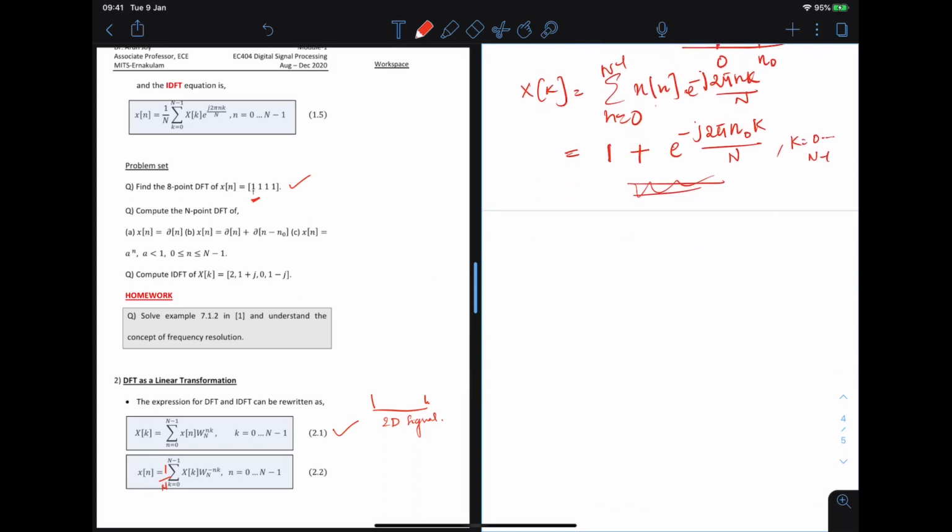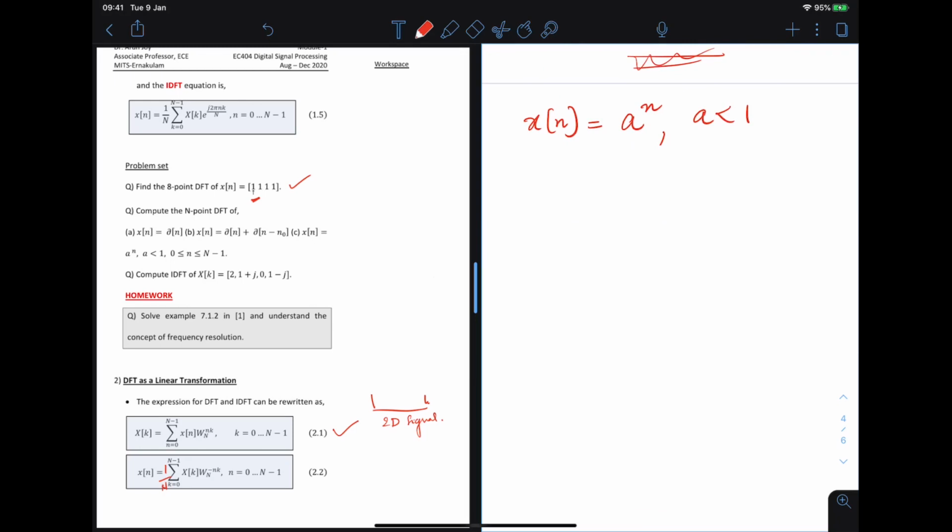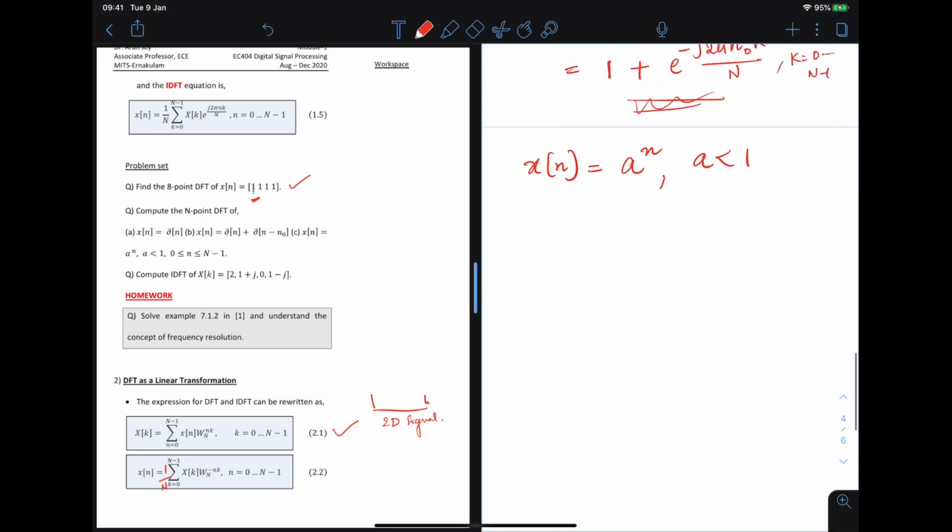The next question: find the DFT of x of n equal to a raised to n, with a less than 1. Here, you would have seen similar signals in the previous semester when you were doing Z transforms, that is, find the Z transform of a signal of such forms. So this looks like a geometric progression. We have to look at the expression for a geometric progression to tackle these kinds of questions.